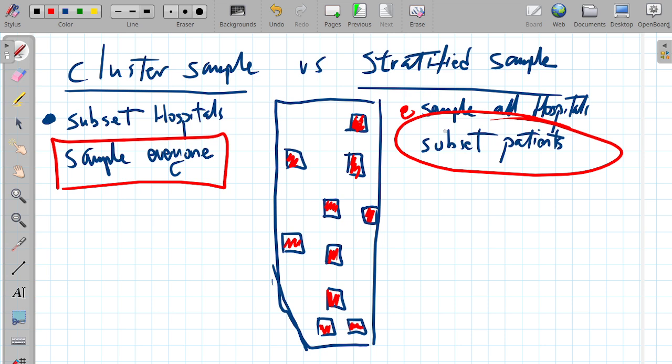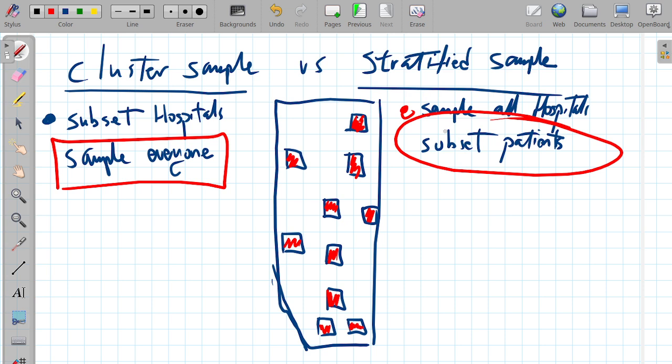So if you're trying to find a way to remember the difference between cluster samples and stratified samples, it's where the randomization happens. Clustering happens by randomly subsetting the hospitals or the locations, and stratified is you're subsetting the population in all the hospitals in this context.